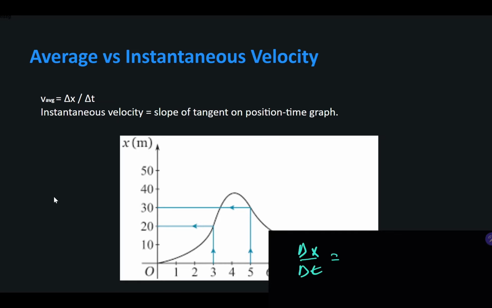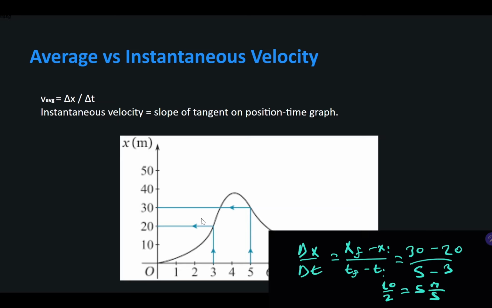And you probably plug it in as you would for slope form as the final position minus the initial position over the final time minus the initial time. And doing this, we would plug in our final position, which is 30. So 30 minus our initial, which would be 20, over our final time, which corresponds with the 30 meters, is 5 seconds, minus the 3 seconds that corresponds with the 20. Doing this, we would get 10 over 2, which simplifies to 5 meters per second. So that average velocity from 3 to 5 seconds is 5 meters per second.